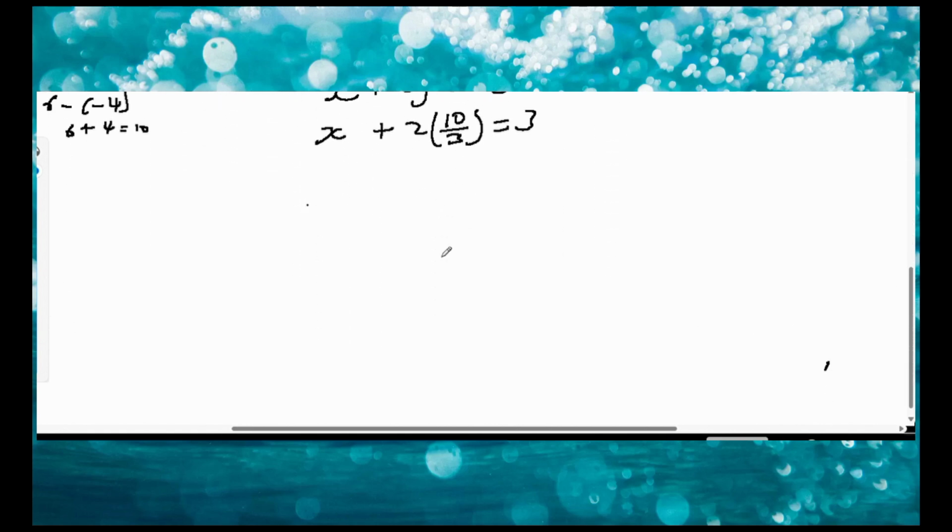Now x plus 2 times 10 is going to give us 20 over 3 equal to 3. We're looking for x, so we have to send this across the equality sign so that the x will stand alone. It is positive, and when you cross, it becomes minus 20 over 3. So solving this, you're going to find the LCM of 3 minus 20 over 3. This 3 is over 1, so our LCM is going to be 3.